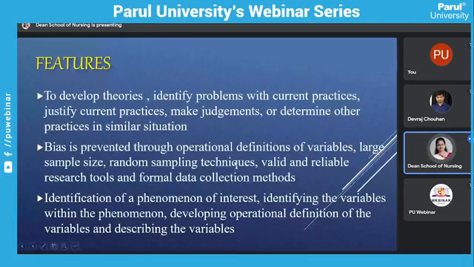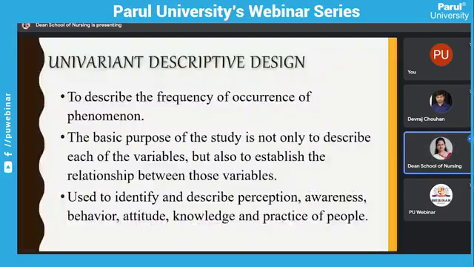Identification of the phenomenon of interest, identifying the variables within the phenomenon, developing operational definitions of the variables, and describing the variables. All these are the features. Univariate descriptive design describes the frequency of occurrence of a phenomenon. The basic purpose is not only to describe the variable, but also to establish the relationship between those variables.